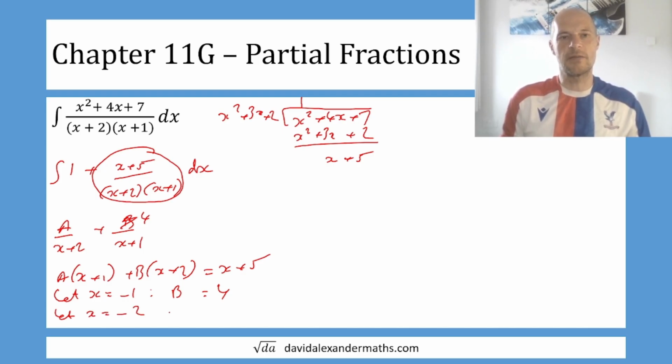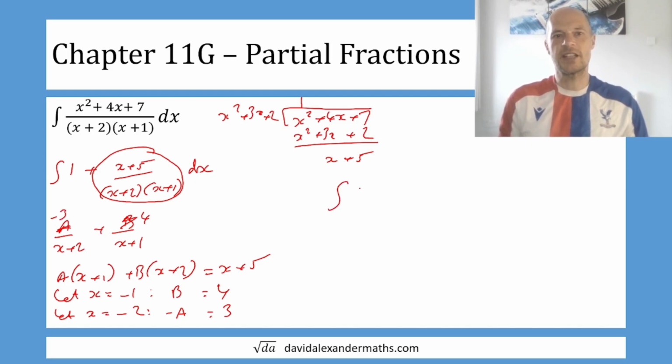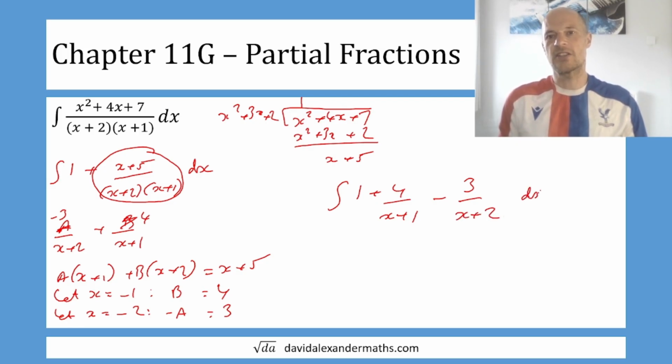-2 plus 1 is -1. So that's going to be -1a is -2 plus 5, which is 3. So a is going to be -3. So what we are integrating is 1 plus 4 over x + 1 take away 3 over x + 2. It doesn't really matter which way around you write them. So now this is what we need to integrate.